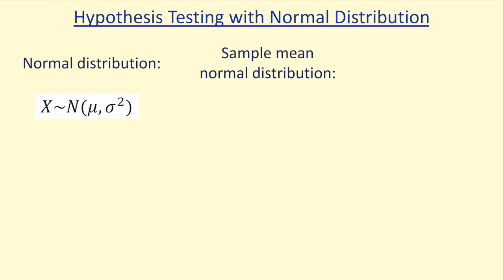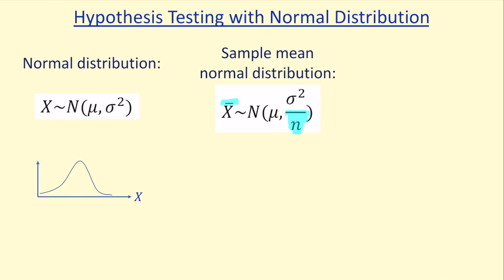Now, for hypothesis testing, we have to think about the sample mean normal distribution, and this is represented as this. You can see a couple of differences. Firstly, there's a bar here, and secondly, we're dividing by n now. So let's think about why this is the case. First of all, let's start with just a regular normal distribution.